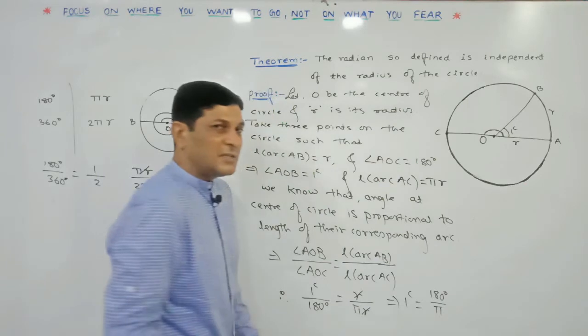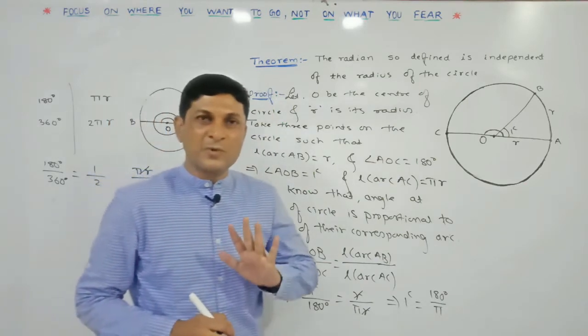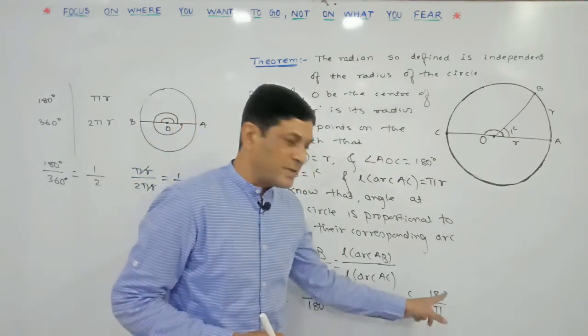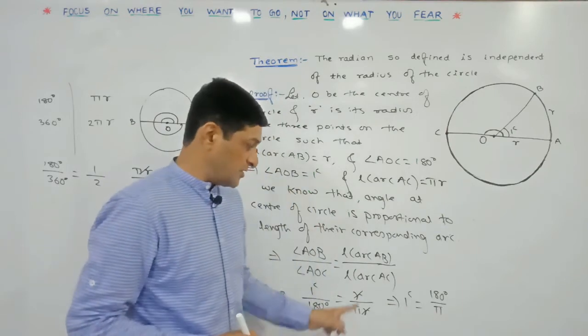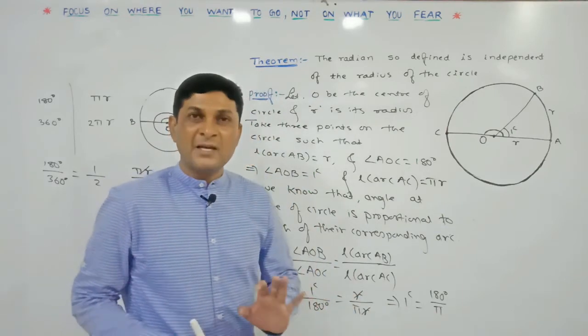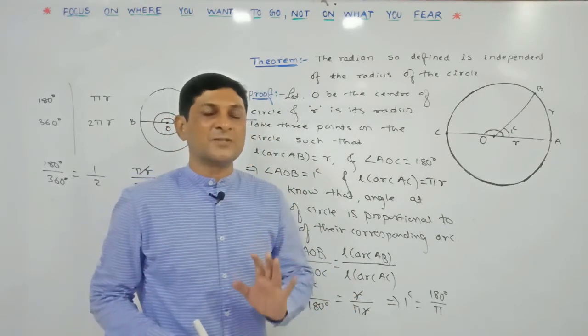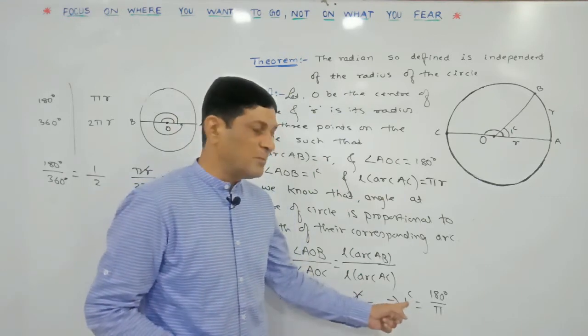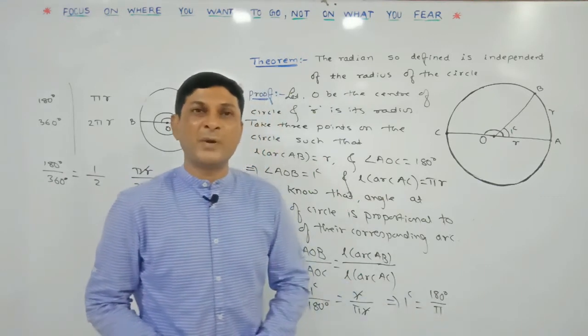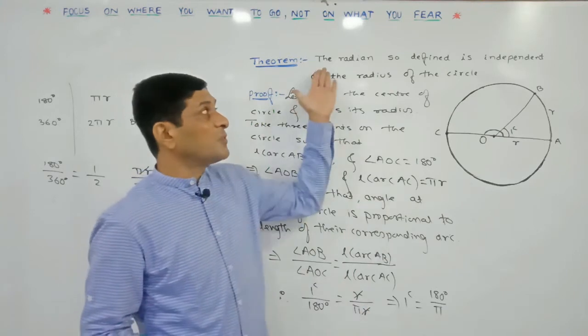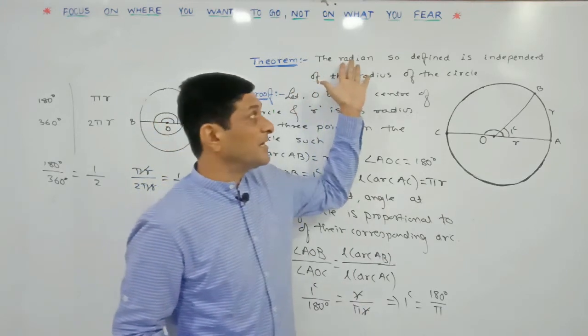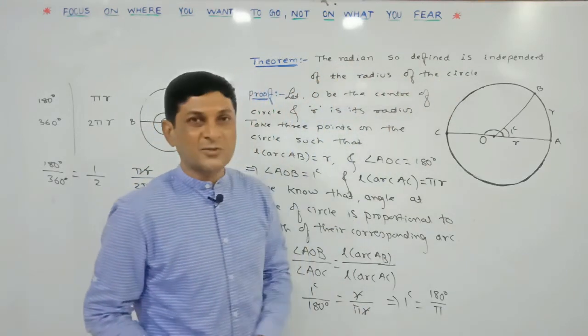If we observe the value of this one radian, we will come to know that in this value radius does not appear, because radius will get cancelled. And since radius does not appear, we can say that this radian measure is independent. Independent of what? Radius. And that's what we have to prove here. Radian is independent of the radius of circle.